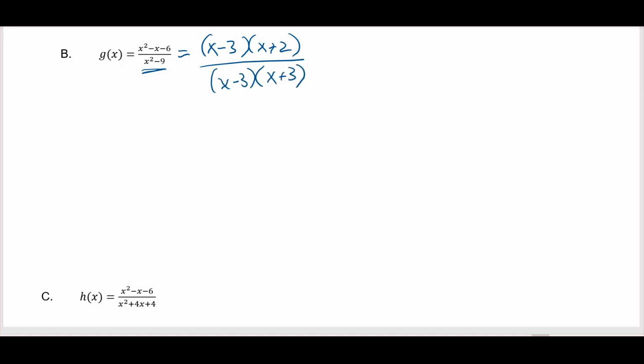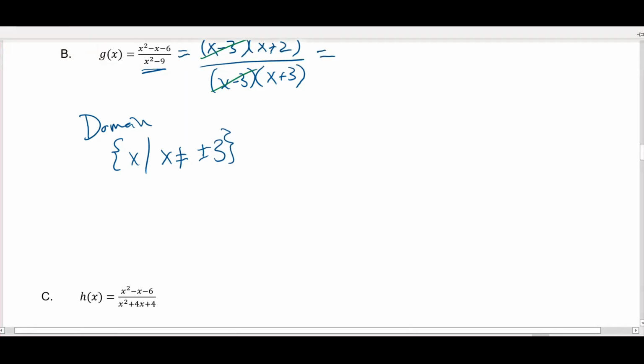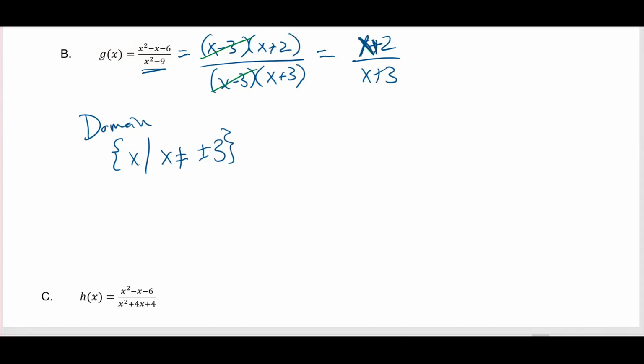x minus 3 times x plus 3. Okay, so we list our domain. This is the set of all x so that x is not what? We can't have the denominator be 0, so that means that x can't be 3 or negative 3. So we can write that as plus or minus 3. Okay, and then we would reduce it, right? We want to reduce this thing, and we see that we have common factors. That x minus 3 is in common. So now it's x plus 2 over x plus 3, and now this is reduced.